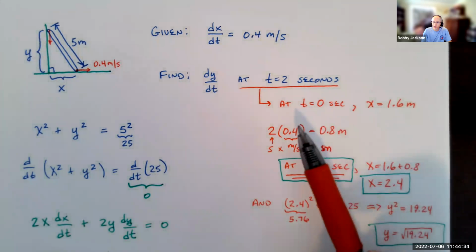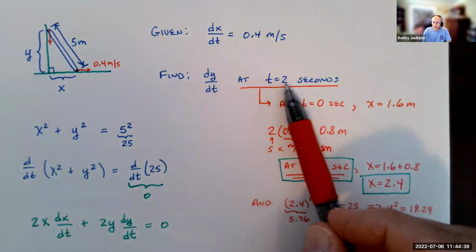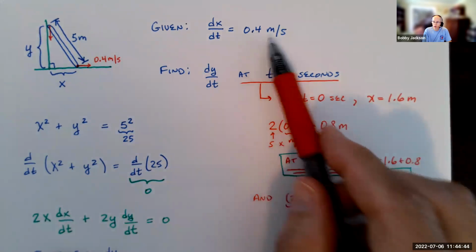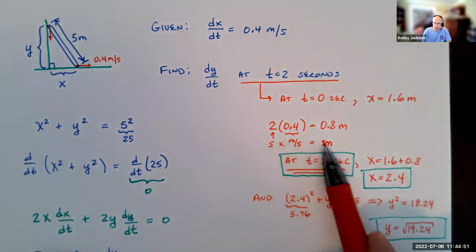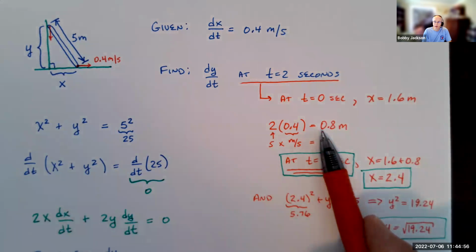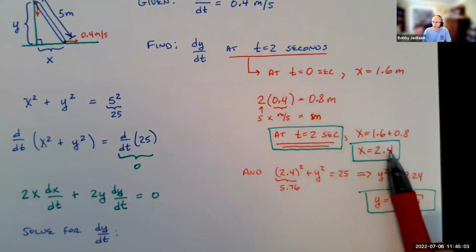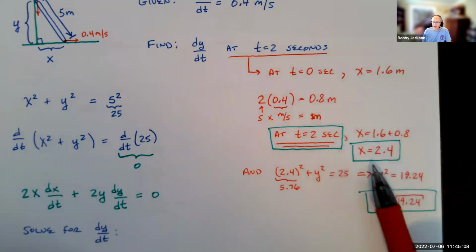Well, 2 seconds later, since we're starting at 0 seconds, at time t equals 2 seconds, what is the value of x? Where is the bottom of the ladder now? It's moving at 0.4 meters per second. So if I multiply 2 seconds times 0.4 meters per second, my units of seconds will cancel and I get meters. In 2 seconds, it will travel 0.8 meters. So if I add that 0.8 to the 1.6, I see that x is 2.4 meters at time t equals 2.